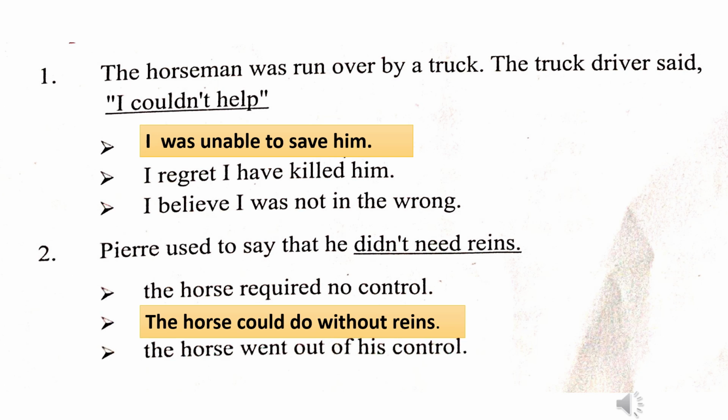Now, let us check the answers. First one, the horseman was run over by a truck. The truck driver said, I couldn't help. Answer is, I was unable to save him. Second, Pierre used to say that he didn't need reins. Answer is, the horse could do without reins.